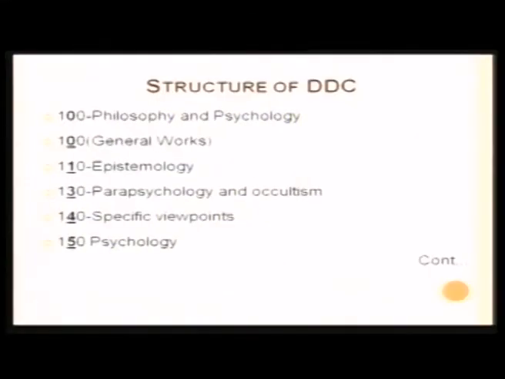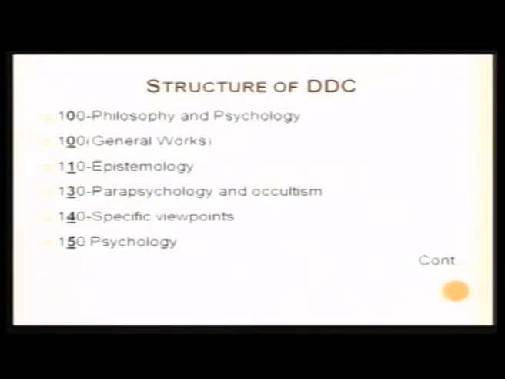Now 100 is philosophy and psychology. As you can see, the second digit of the main class represents the main division of the main class. The second digit, which is 0 in this case, 100, stands for all general works in philosophy and psychology. Then 1, which is the second digit in the 3-digit number, is epistemology. 130 is parapsychology, 140 is specific viewpoints, and 150 is psychology.